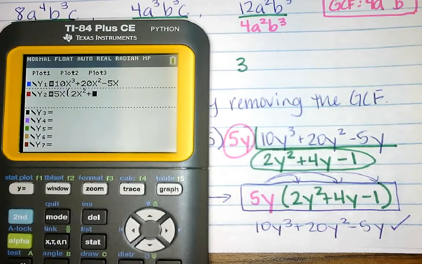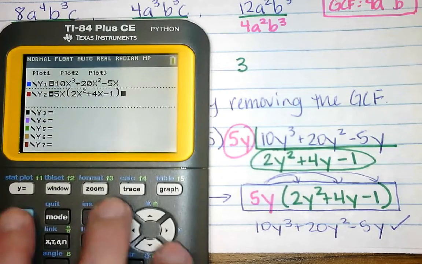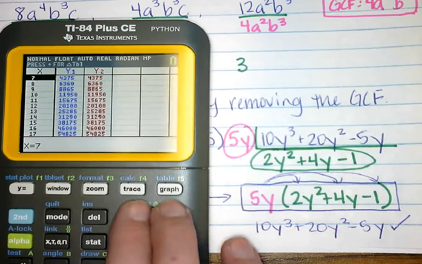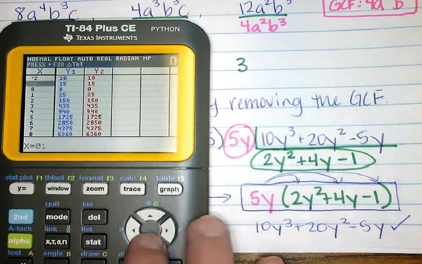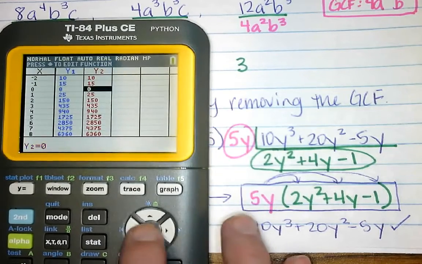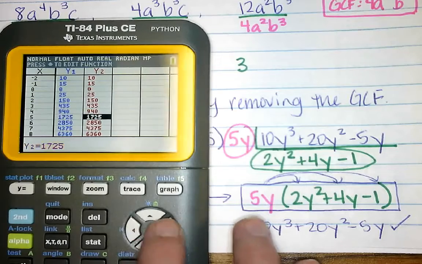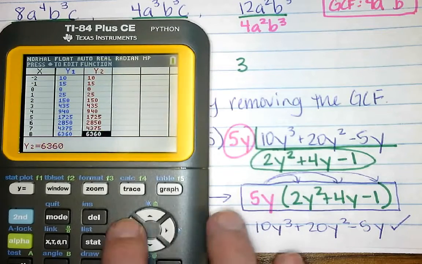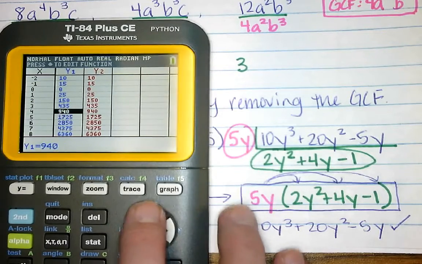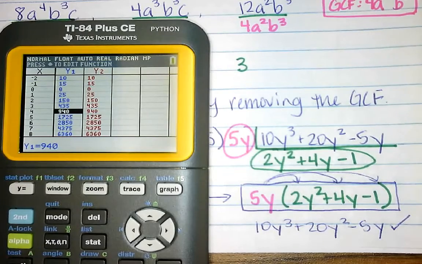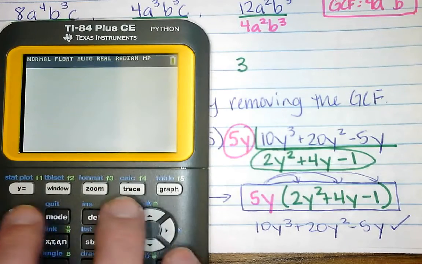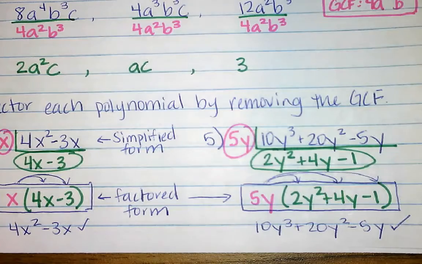Y'all good with that? So I put one in y1 and one in y2. We check our table. Oh, wow. I was way up here on the 8s. And guys, what you can see is you check your table for equivalency. If your y values match exactly, then they are equivalent. So these two are equivalent with one another. Do y'all feel good about this so far? Okay, factored form versus simplified form.